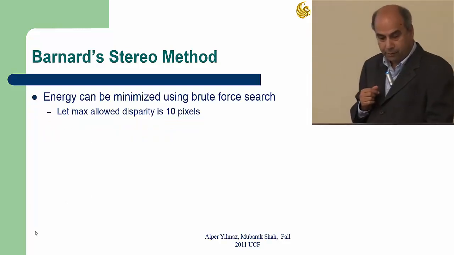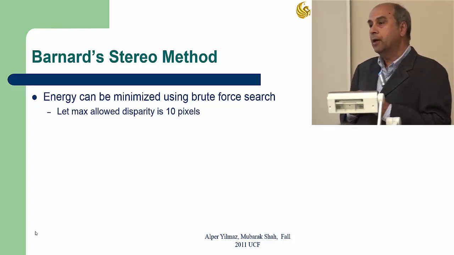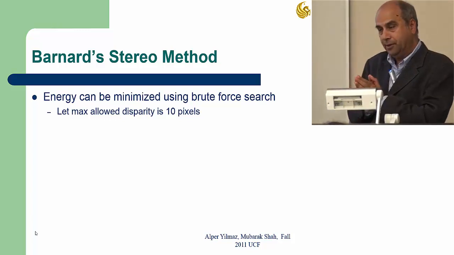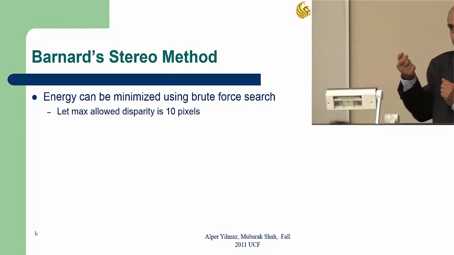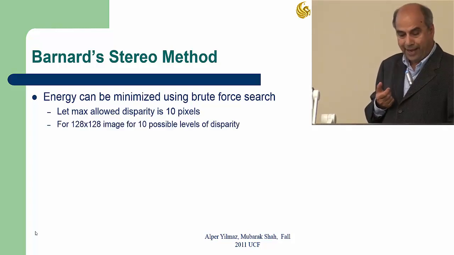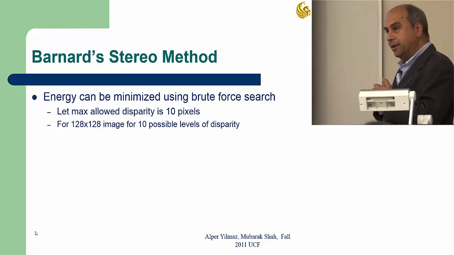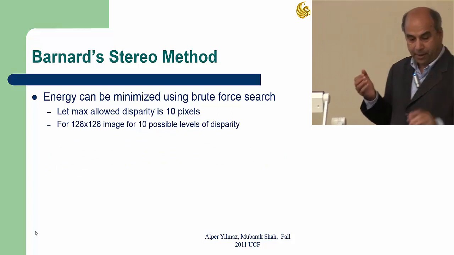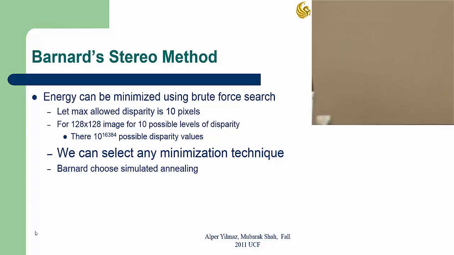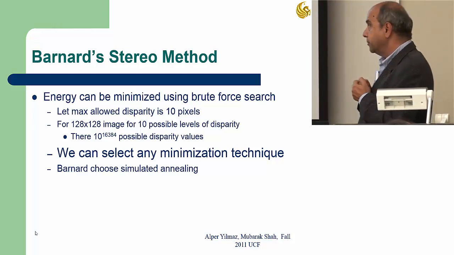So now the question is, how do we do it? One way is we can do brute force search. We say, well, given these two images, the maximum disparity range is 10 pixels. So we can look at how good is disparity 1, how good is disparity 2, and so on. Then if we have a 128 by 128 image and 10 possible disparities, we will have lots of combinations, which is 10 to the power 16,000 possible disparity maps, many, many combinations we have to check.